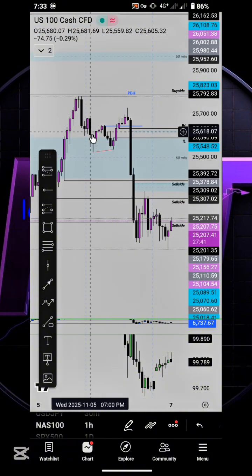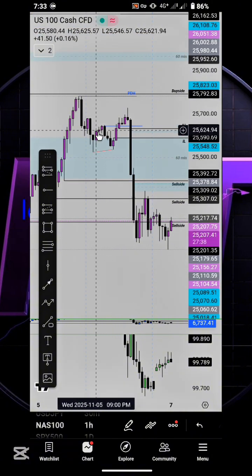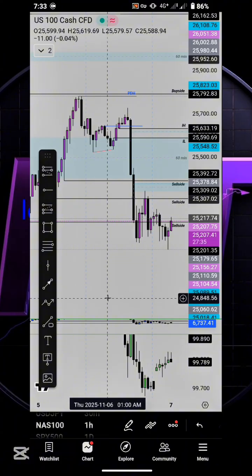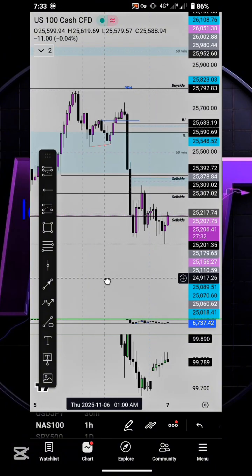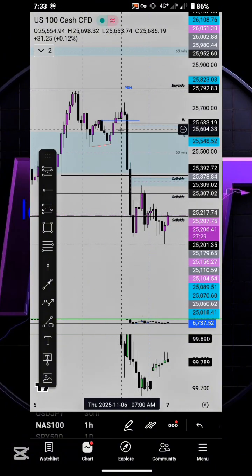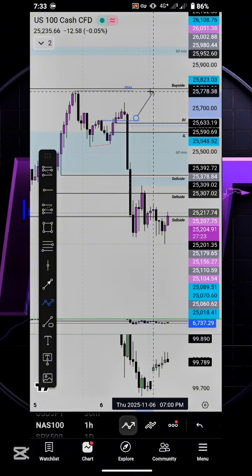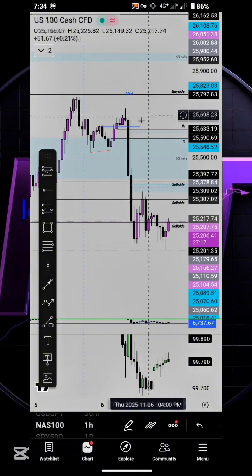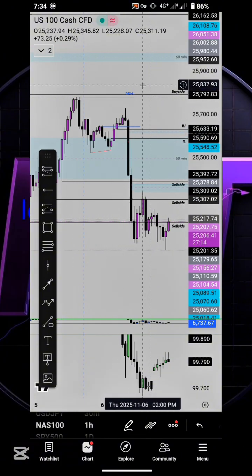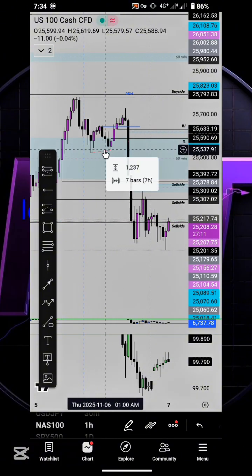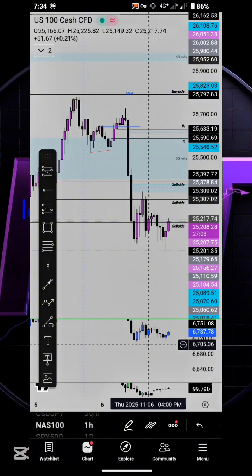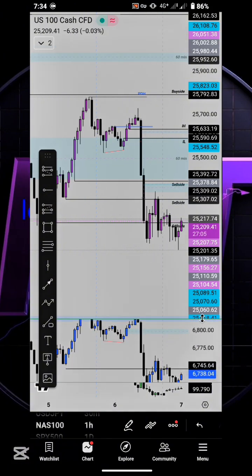So the day opened and ranged the whole London and Asian session. What I had in mind was that I was waiting for the price to reach this fair value gap, to retest into it slowly and push towards the previous day's high. So that was my idea. I was expecting an open low high cross, especially after there was an SMT with S&P 500 right here.